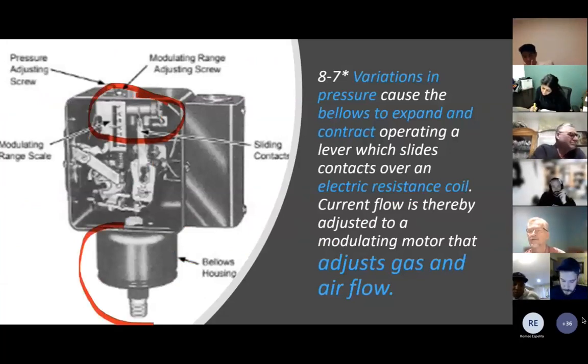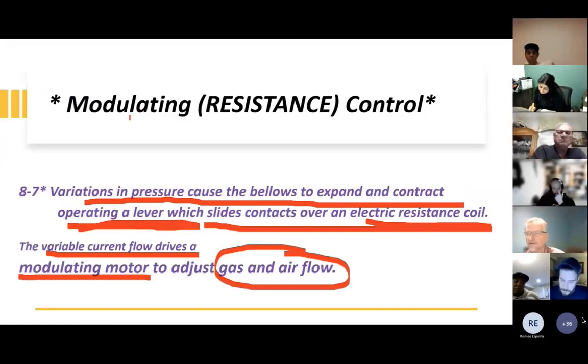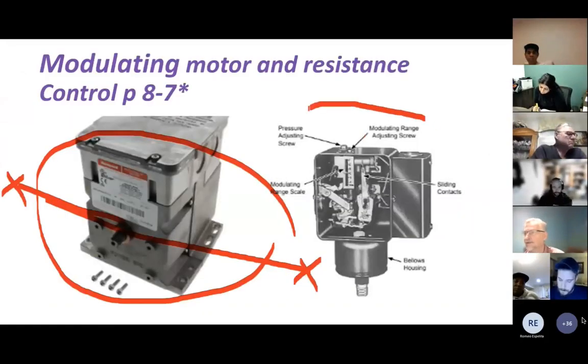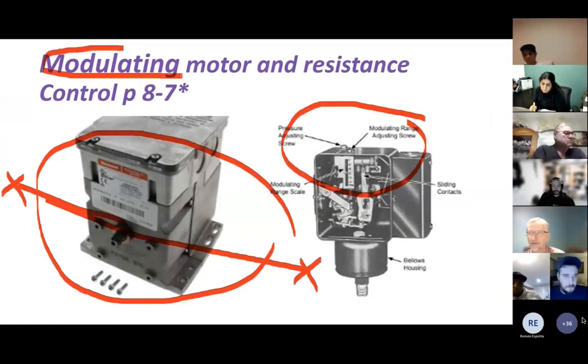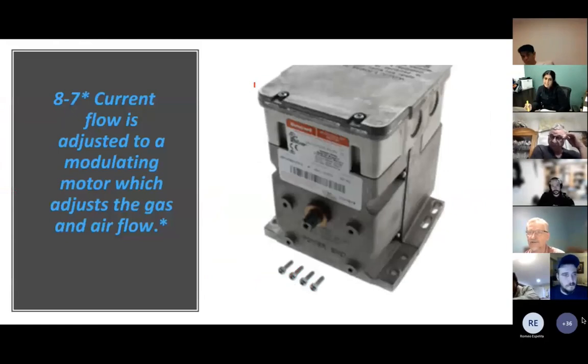So here's the electric coil. As the bellows increases in pressure, it moves a wiper across a resistance coil. And here's a picture of that again. What's important to know about modulating control is that it uses a modulating motor, and that motor adjusts the air and gas flow together.